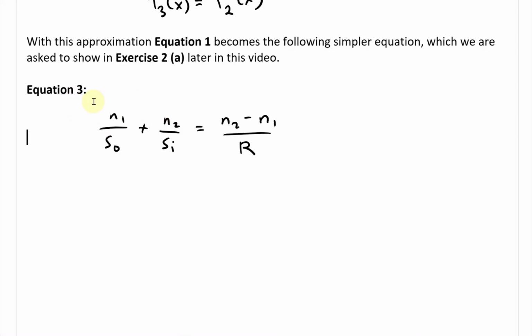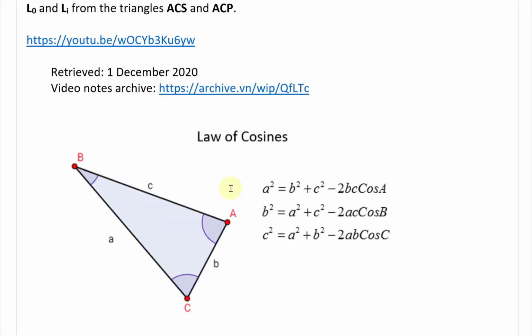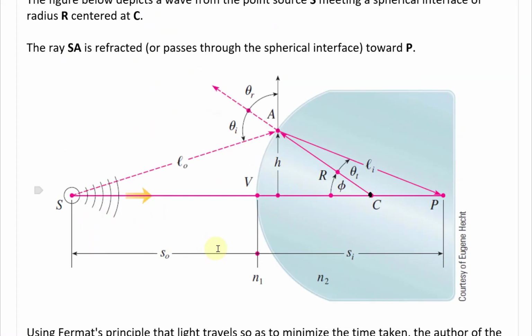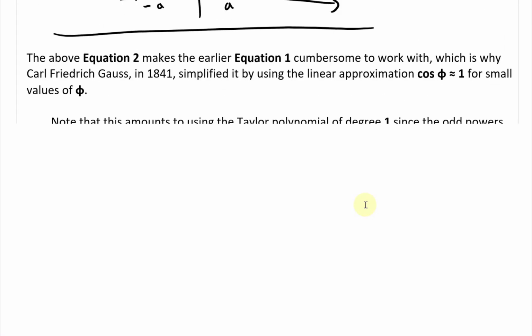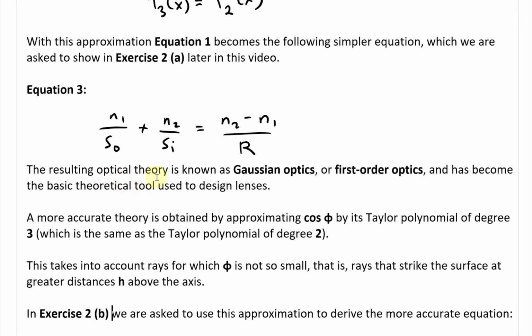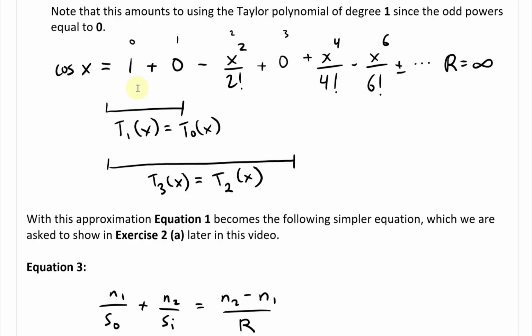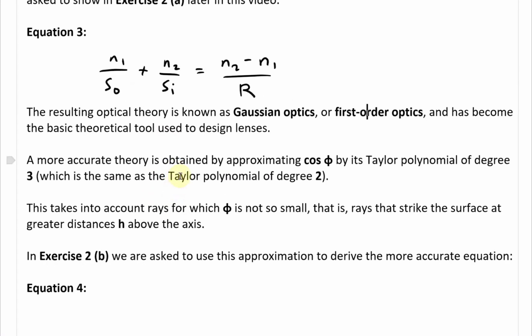Basically, equation 3 just removes those distances. The only distances we have now are s0 and si, which are just the basic flat horizontal lines right here, from the object to the point, and from the point P where it refracts to the image. It's just fascinating stuff. So now let's keep going further. That was equation 3. The resulting optical theory is known as Gaussian optics, or first order optics, using the first order approximation, and has become the basic theoretical tool used to design lenses.